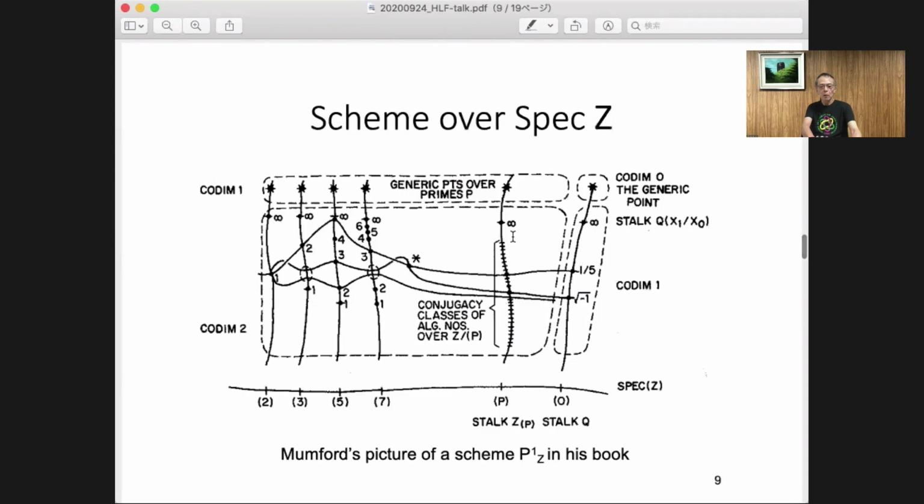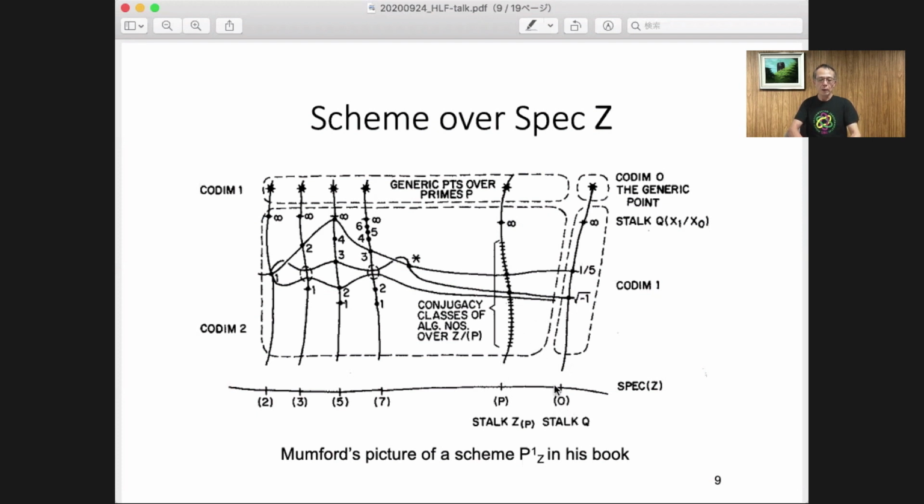So to me, I was like working on a scheme over Spec Z. So if you are not familiar with the spectrum, here it is. At the bottom, there is Spec Z. It's just a set consisting of prime numbers, 2, 3, 5, 7, and say p and all the way, and also 0. 0 is a prime ideal. And above it, this is what I borrowed from Mumford's book, the projective line over Z. And so over every prime, there is a projective line in characteristic p.